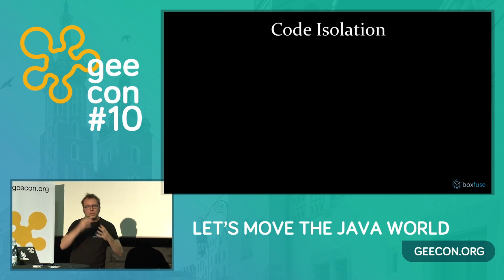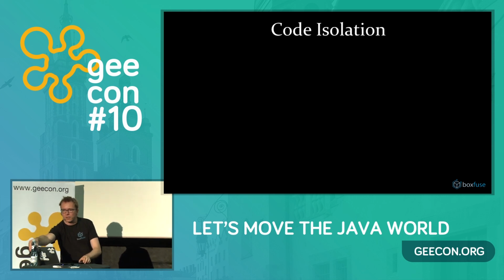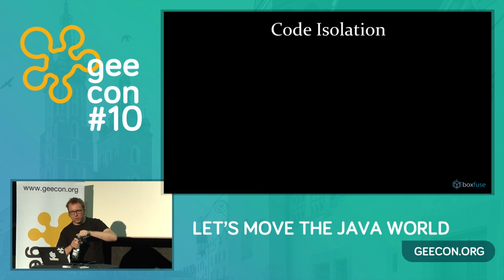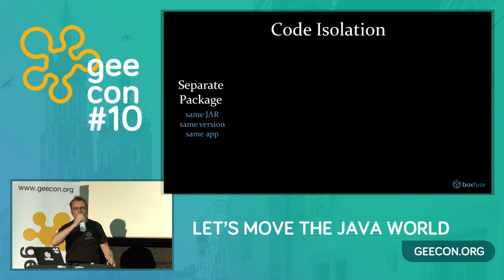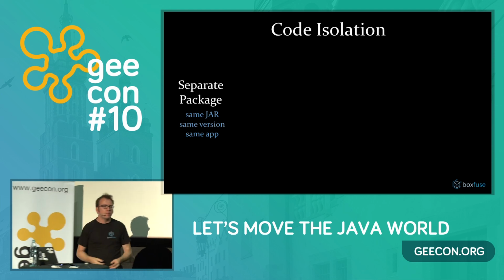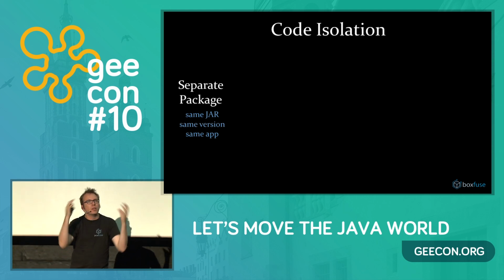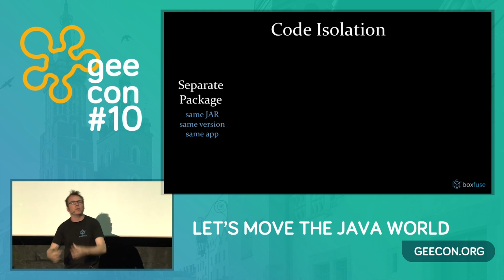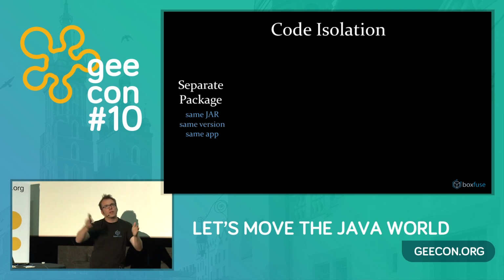Now, in terms of isolating code between those different modules, we do have a few tools at our disposal as well. The first one we can do is stick things in a separate package, where you would have one package per module, and it would all still be within the same jar file. It would be versioned together with the rest of the application, and they would all still be together there, but at least you get a separate package for each module.